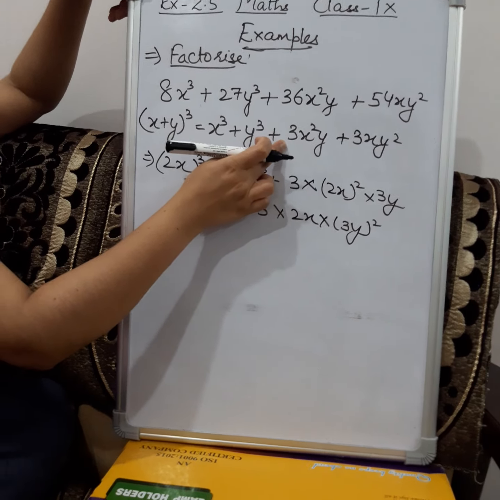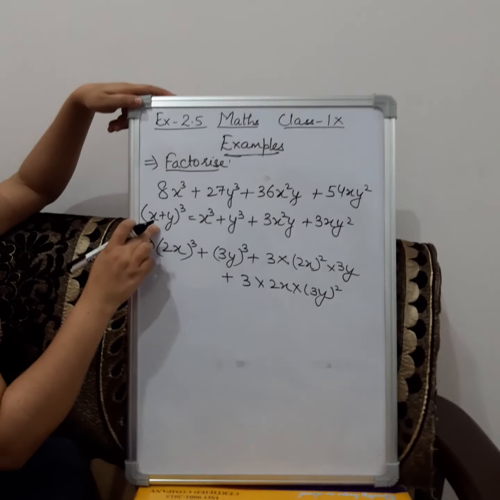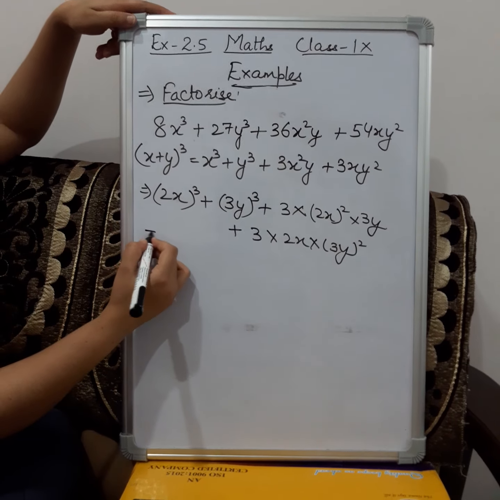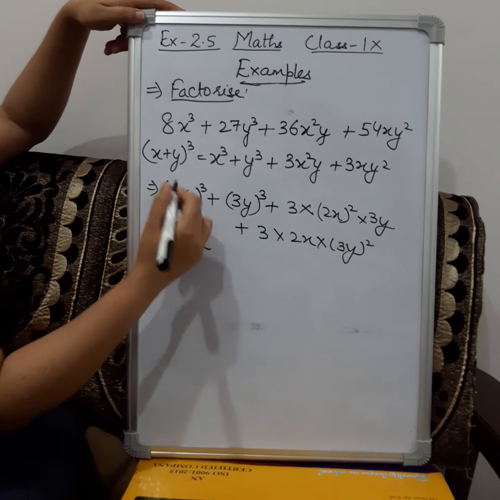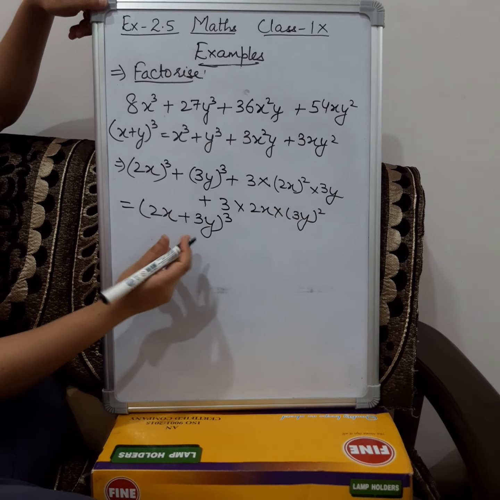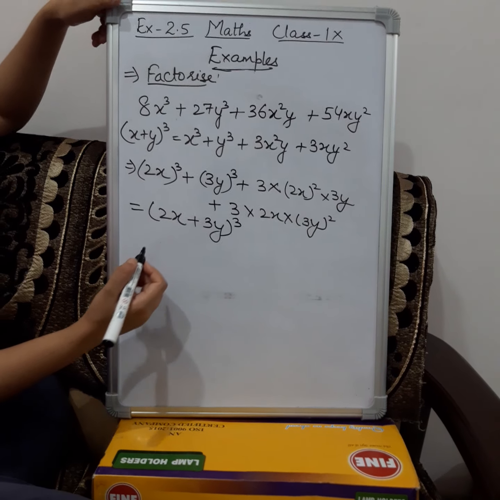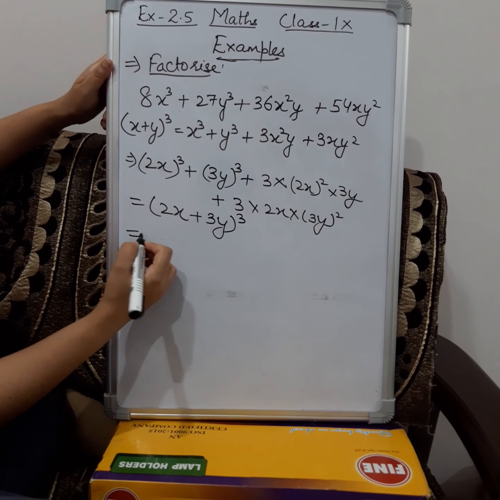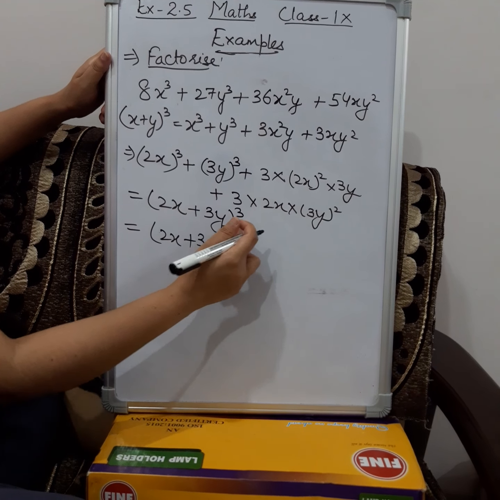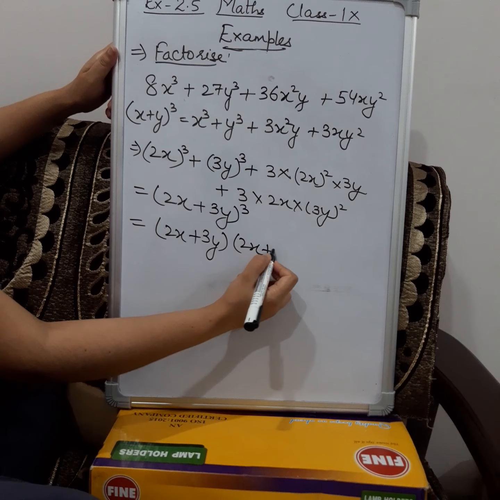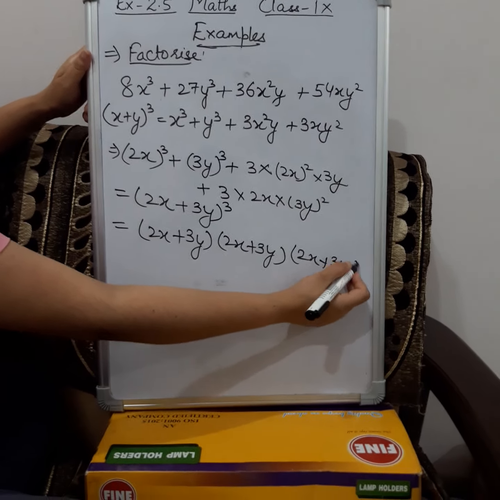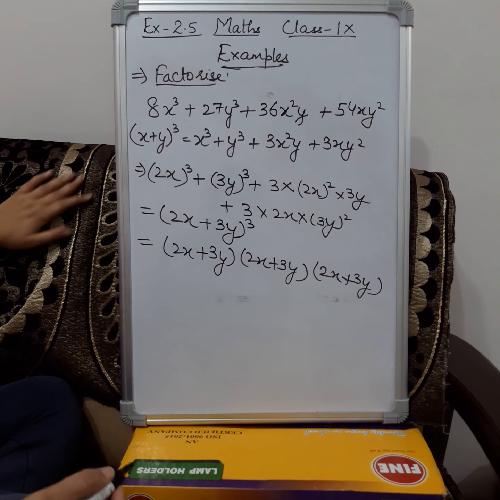That means this form is given and I have to write in this form. So this can be written as (x plus y) whole cube. What is our x? 2x, and y is 3y. So the whole cube, or you can write it 3 times also. Whenever you get factorize, if the power is 2, you write it 2 times. If it is 3, you write it 3 times. That's it. Factorization is done.